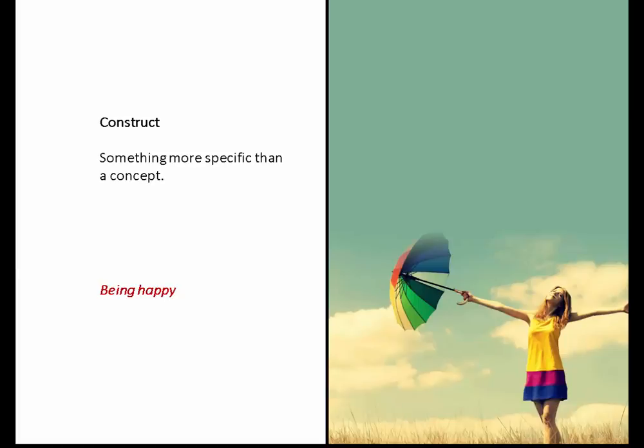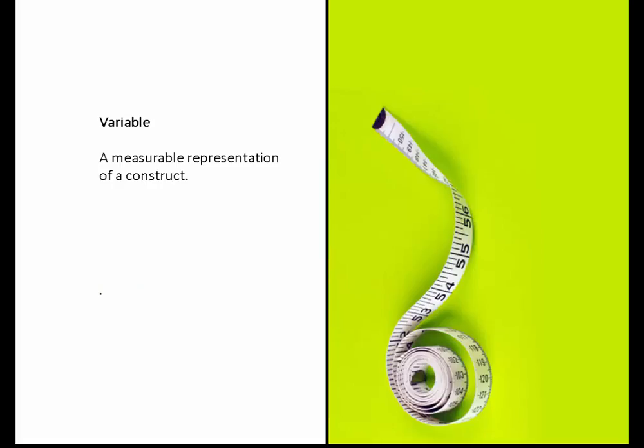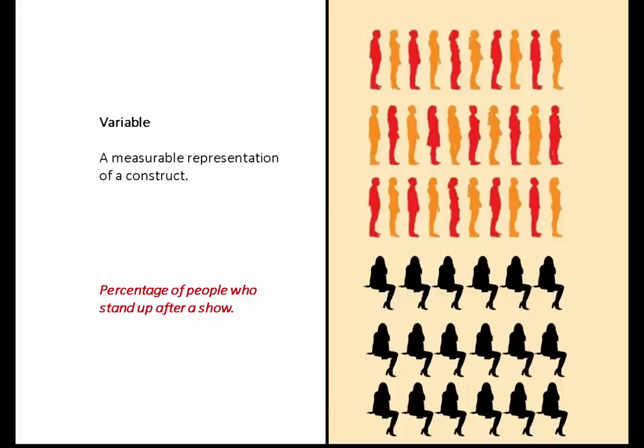And now we are almost there with these definitions, because then you can go down even further, and then we're talking about a variable. A variable is a measurable representation of a construct. What would it be in this case? Well, the percentage of people who stand up after a show. You see how now I'm not talking about being happy or clapping. This is something measurable. And that's what we mean with a variable.